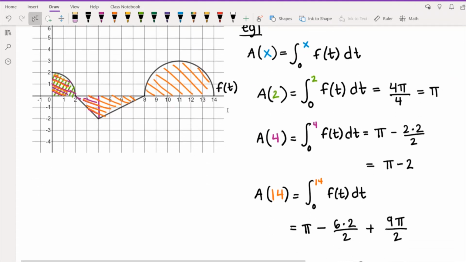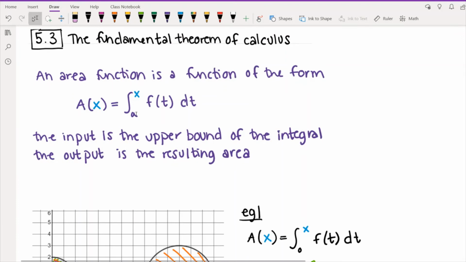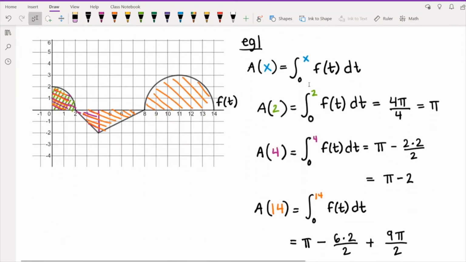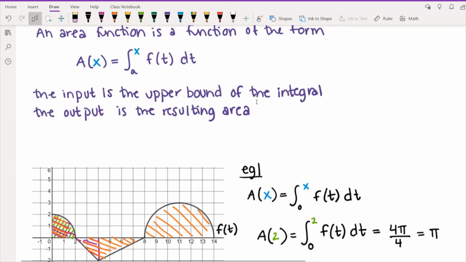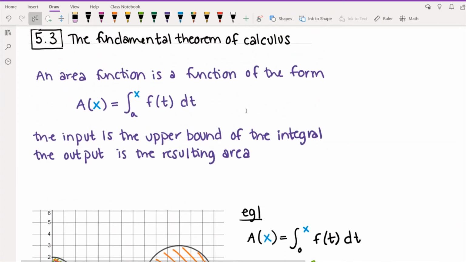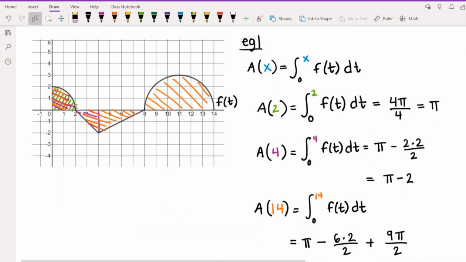One other thing I just want to point out is that in this area function, we have the lower bound being 0. But it doesn't have to be. So notice here I just put a letter A. It could have started at 1, and then we would be doing the area from 1 to 2 and 1 to 4 and 1 to 14. We could have set this lower number as 2, and then we would be doing the area from 2 to 2 and 2 to 4 and 2 to 14, etc. So that lower bound is fixed, but it can be fixed at whatever it's being defined as.